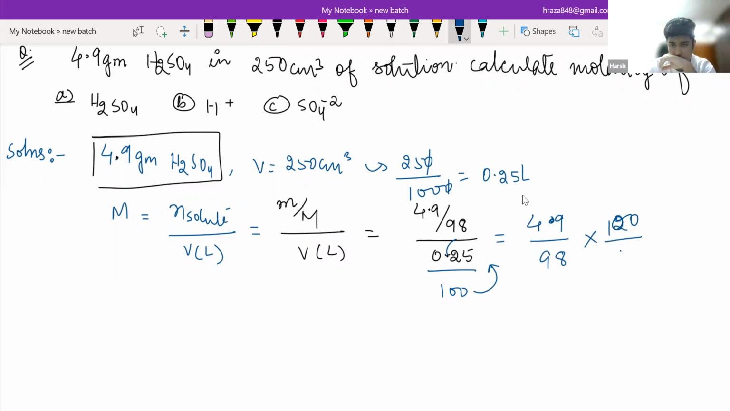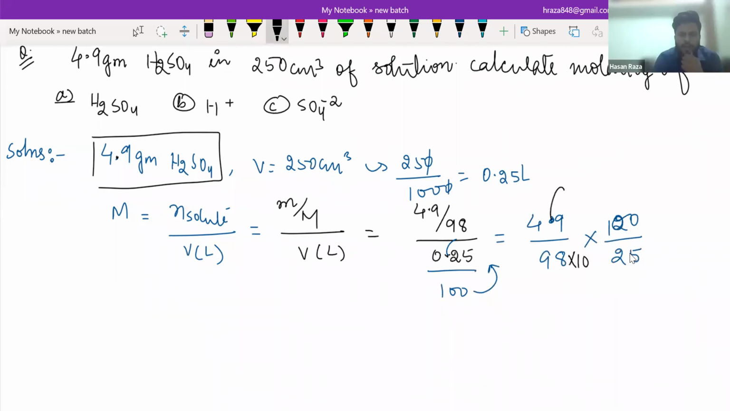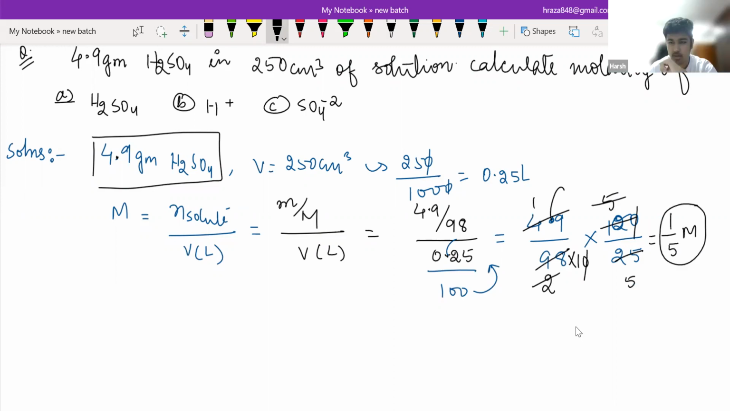Now we can simplify this. If we remove the decimal, 10 will be in the denominator, and the 10 will be cancelled. 49 will be cancelled by 98, since 49 twos are 98. 2 fives are 10, and 5 fives are 25. What we have left is 1 upon 5, or 0.2 moles per liter. So we can also write 0.2 moles.